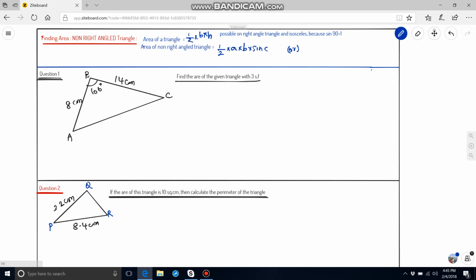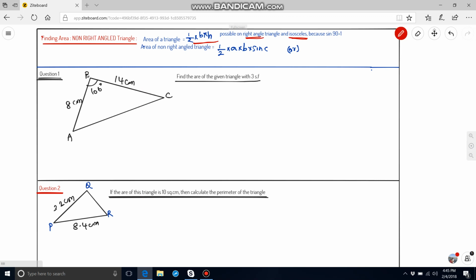Hello everyone, here we are learning how to find the area of a non-right angle triangle. Usually we use the half times base times height formula to find the area of a triangle. But half times base times height is only possible on right angle triangles and isosceles triangles.